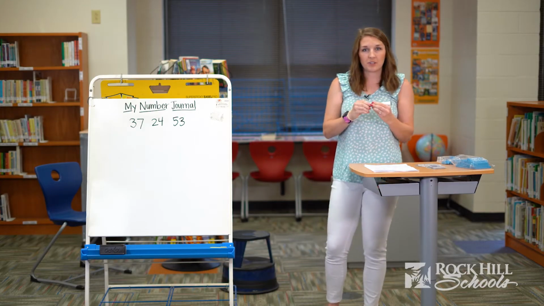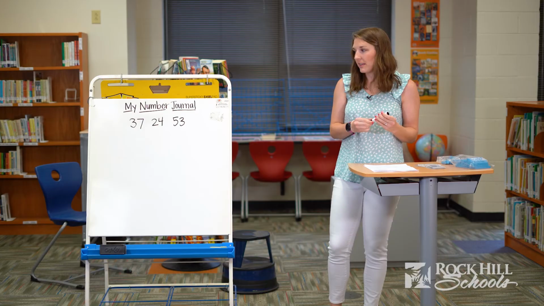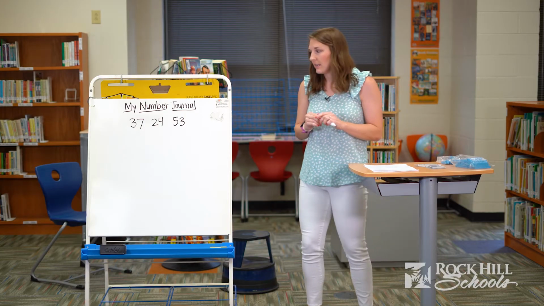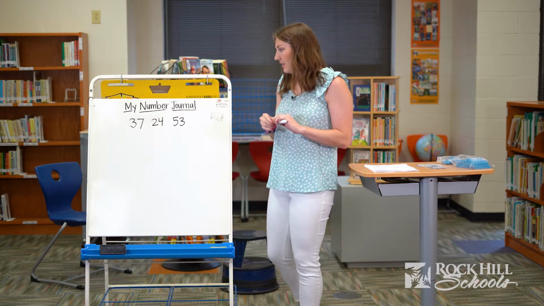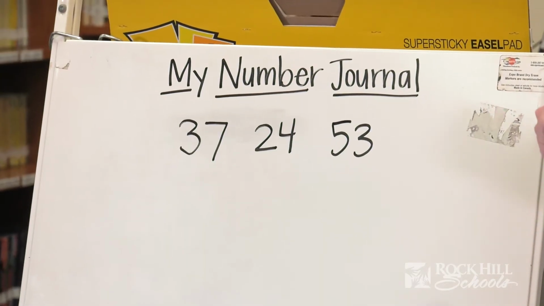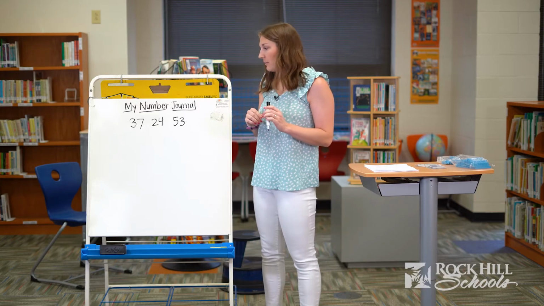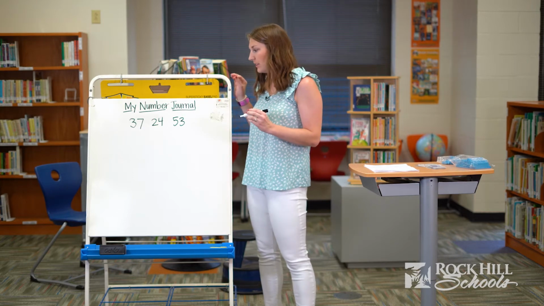So in our number journal, the first thing we're going to do is order our numbers from least to greatest. So remember that least means the number that is the smallest, and greatest means the number that is the biggest. So when we are comparing numbers, we are going to look at our biggest place value, and we're going to see which number has the smallest place.